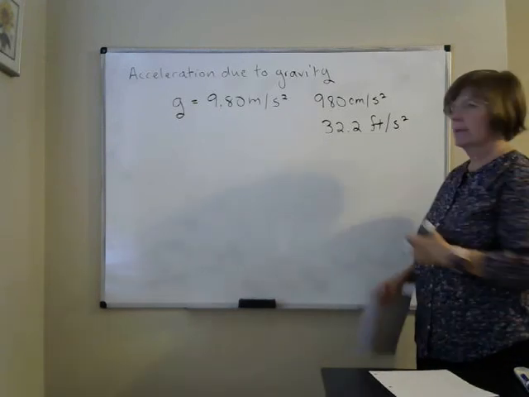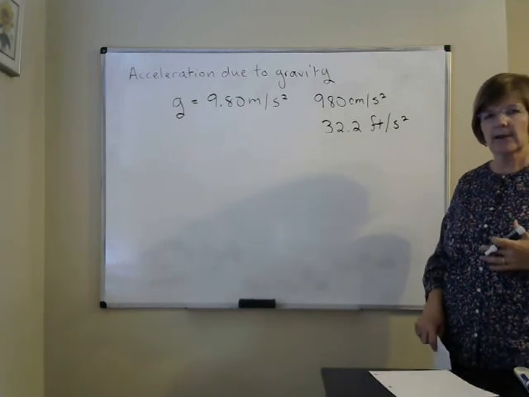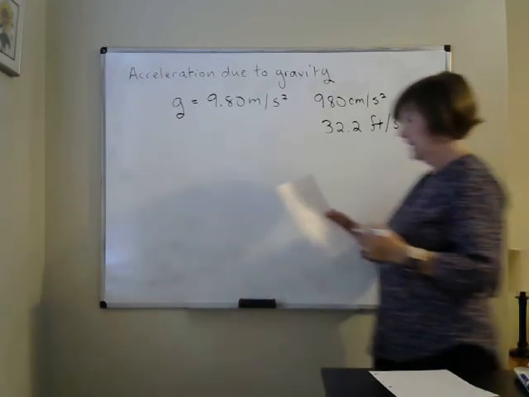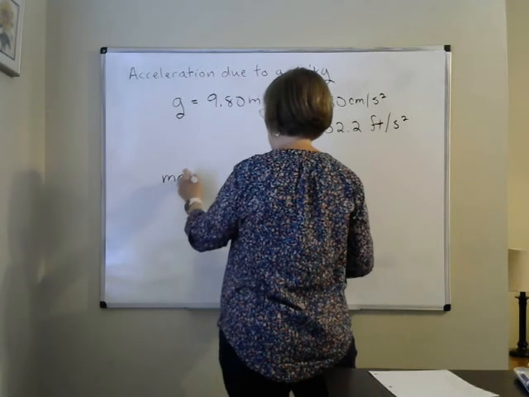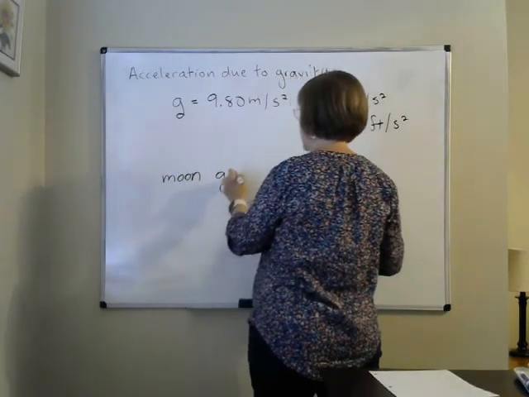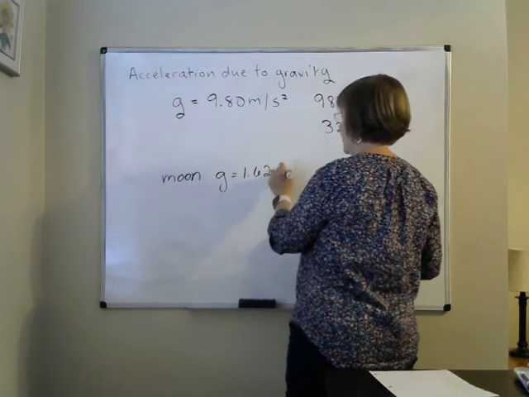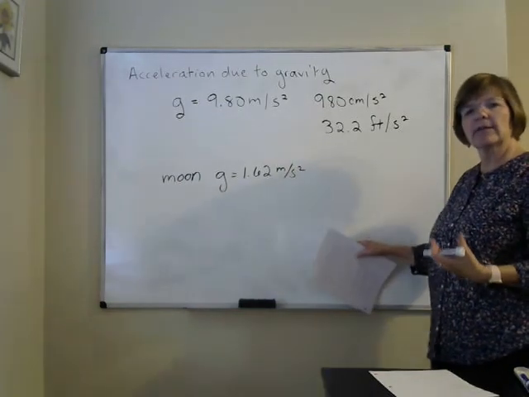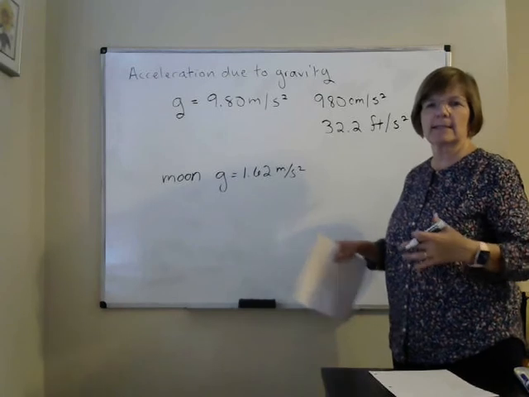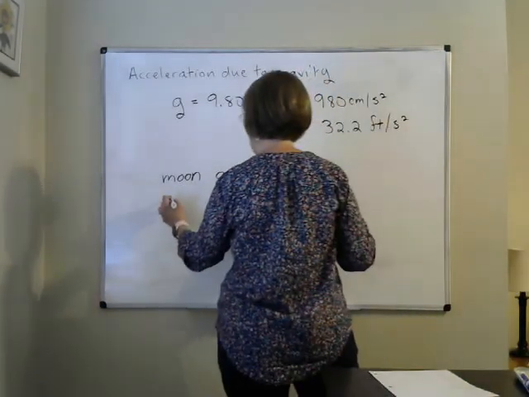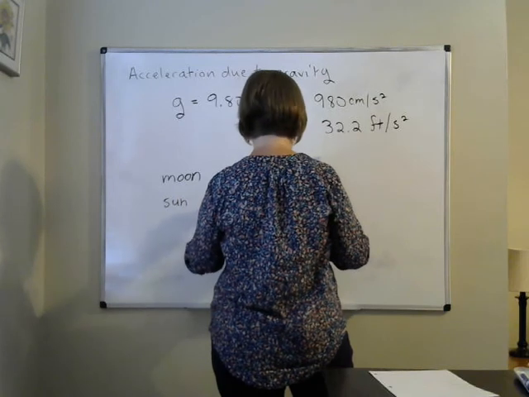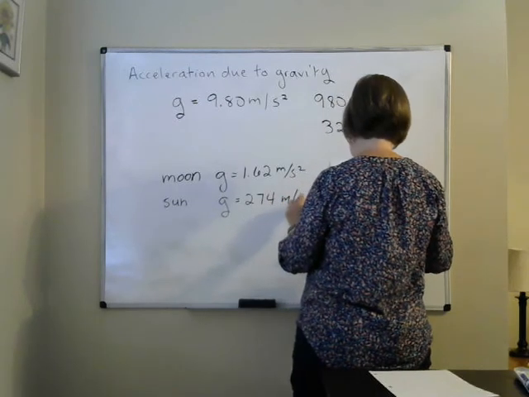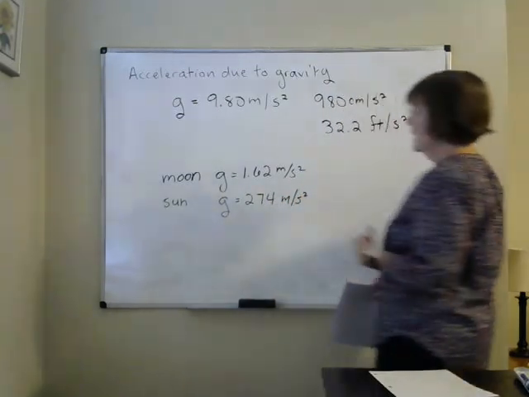If we're not near the surface of the Earth, what if we go someplace else? They will also have a constant acceleration near their surface. If we go to the moon, g has a value of about 1.62 meters per second squared. It's about 1/6 the acceleration due to gravity here on Earth. We often say that the moon has 1/6 the gravity. If we go to the sun, which would be a little trickier, we would find that g was about 274 meters per second squared.